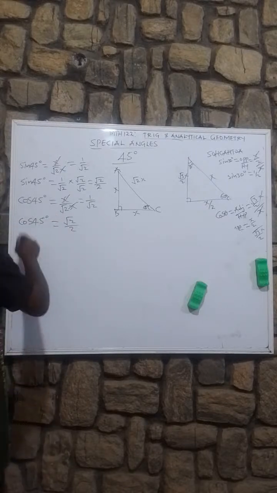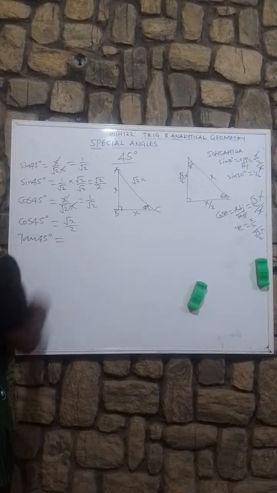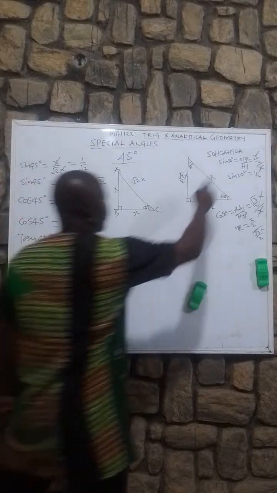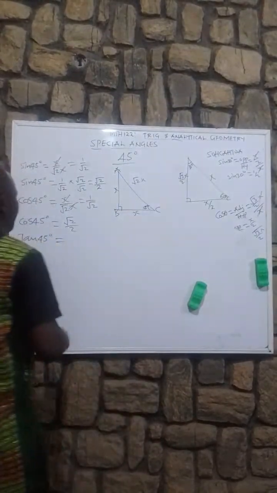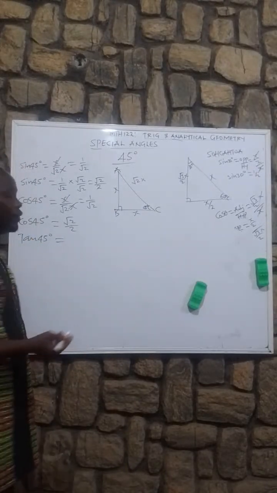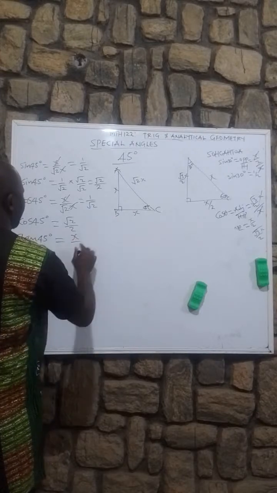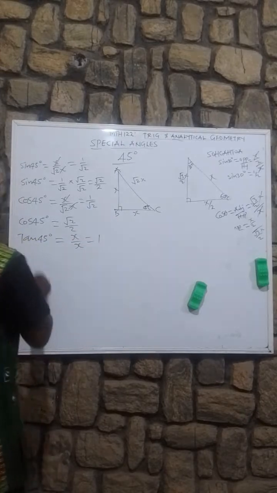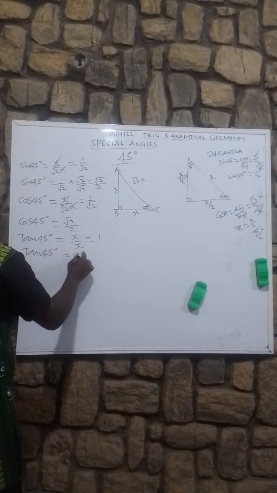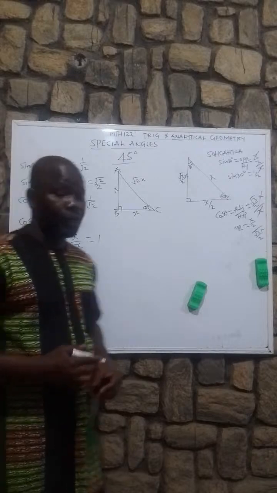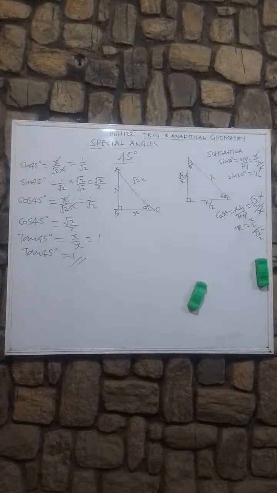Then let's consider tan 45 degree. This is equal to opposite over adjacent. It means it's 1. True or false? Because this is x all over x, which is equal to 1. So this implies that tan 45 degree is equal to 1. Any question before we proceed to solve some examples?